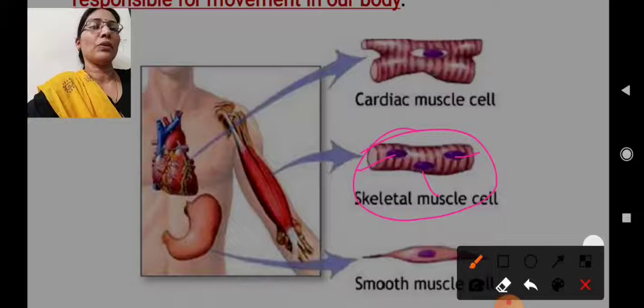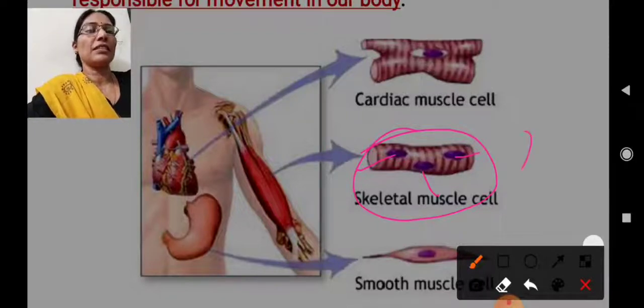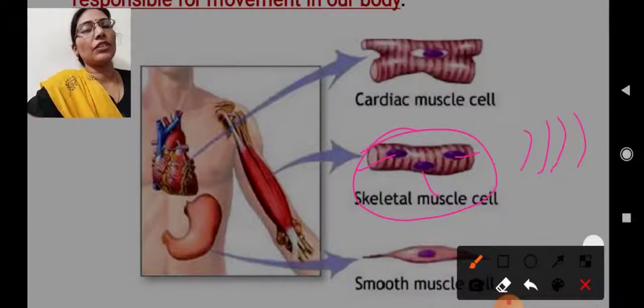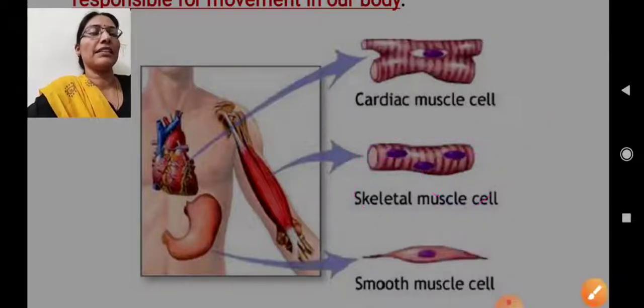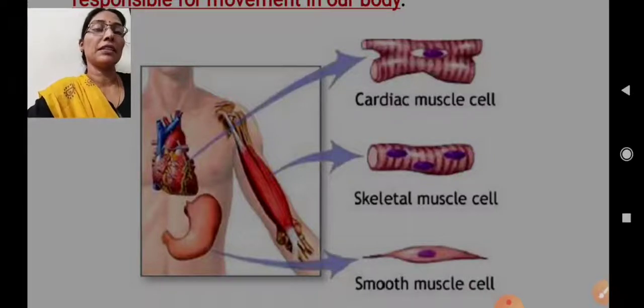So they are multinucleated. They have striations. Striations are bands like this. The cylindrical structure has band-like striations on it. That is why they are called striated muscles. They are also cylindrical in shape, and they are voluntary. These are the features of skeletal muscles, and they are attached to the skeletal system. They are attached to the bones. That is why they are called skeletal muscles.